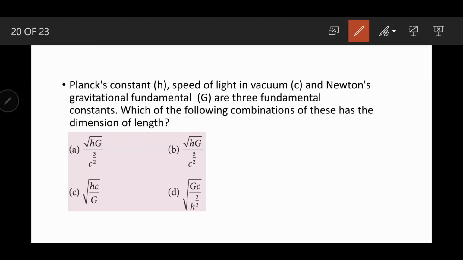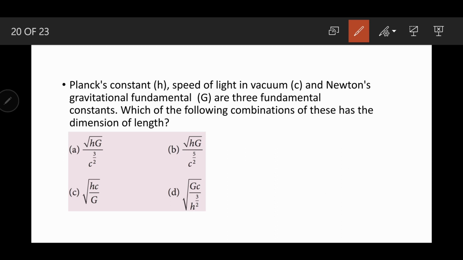Next we have a question on dimensional analysis. Planck's constant h, speed of light in vacuum c, and Newton's gravitational constant G are 3 fundamental constants. Which of the following combinations of these has a dimension of length? And we have been given the 4 options. Now I will help you out with this question.